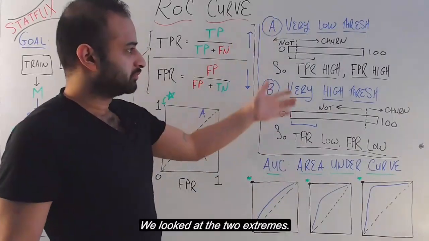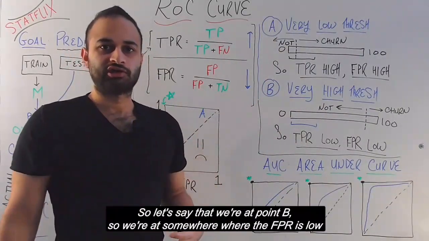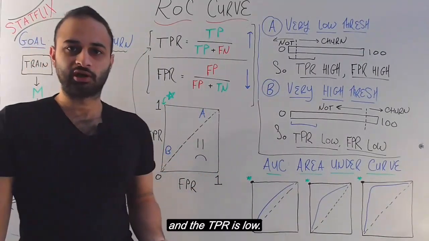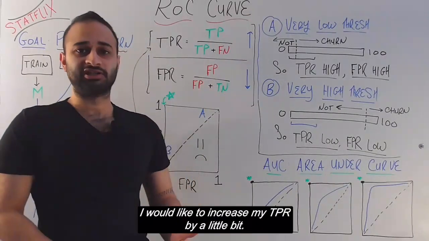We looked at the two extremes, but in reality, you're going to set your threshold probably somewhere more comfortably in between. So let's say that we're at point B. So we're at somewhere where the FPR is low and the TPR is low. And we're like, this is not a good situation to be in. I would like to increase my TPR by a little bit.